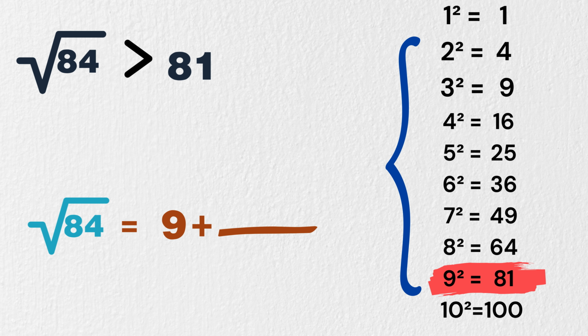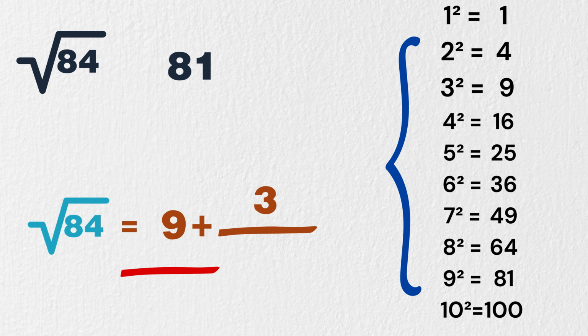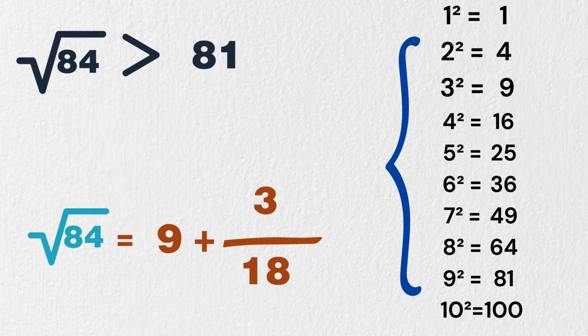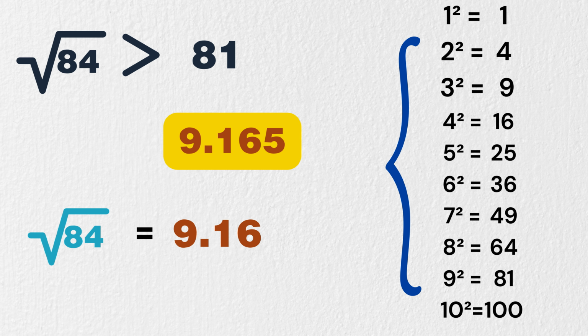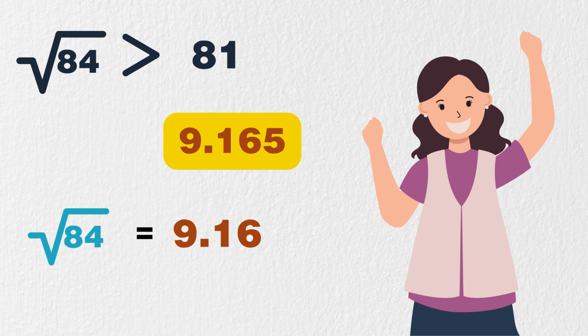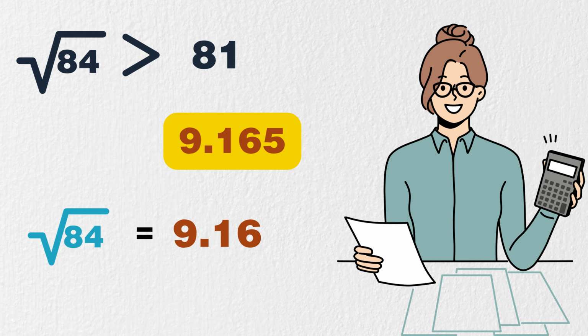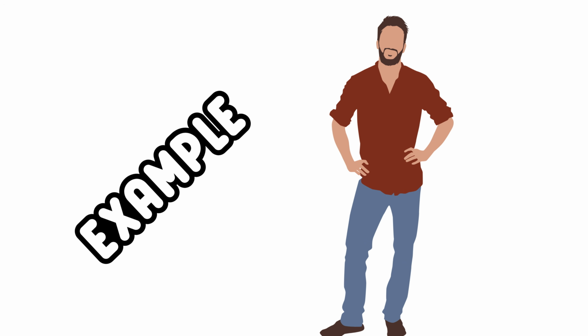Now take this 81 and subtract it from 84. You will get 3. Now put that 3 in the numerator just like this, and take this number 9 and double it, which gives you 18. Now solving this fraction, 3 divided by 18, we get 1 by 6, which is 0.16. Adding it to the number 9, you get 9.16. So the square root of 84 is about 9.165, which we can find much faster, even faster than a calculator. Let us solve another example.